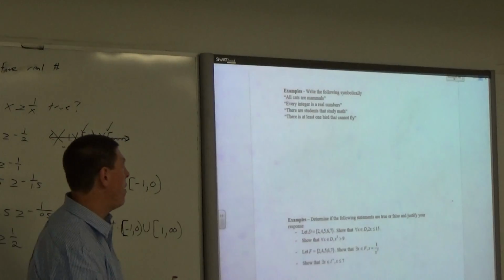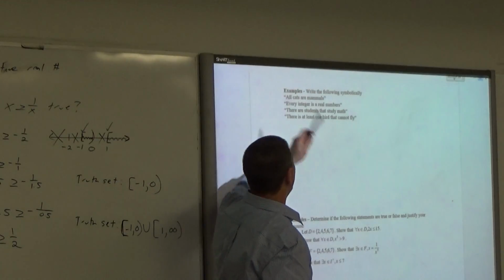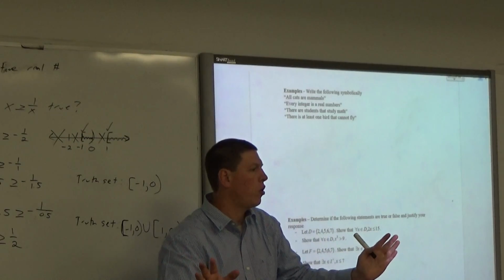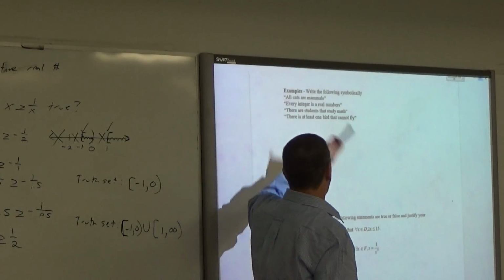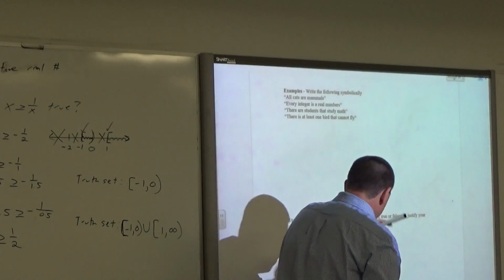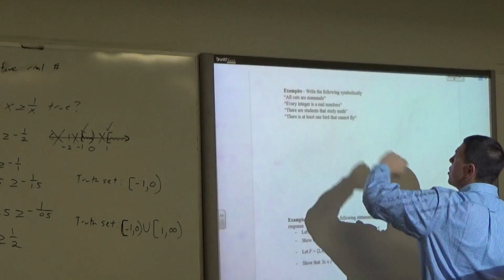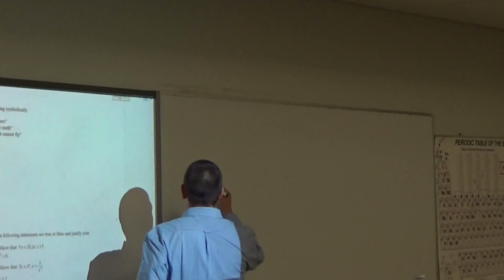Correct format. Okay, so the first phrase here: all cats are mammals. By the way, we don't care if it's true or not. We're just going to write it. Here's how I'm going to write this first sentence using the universal quantifier.